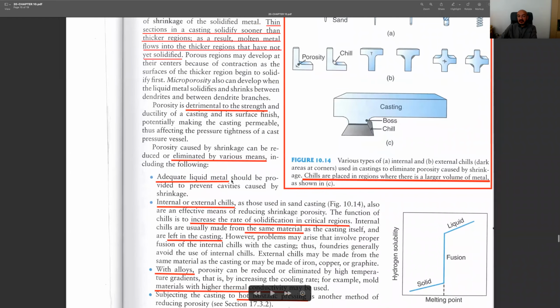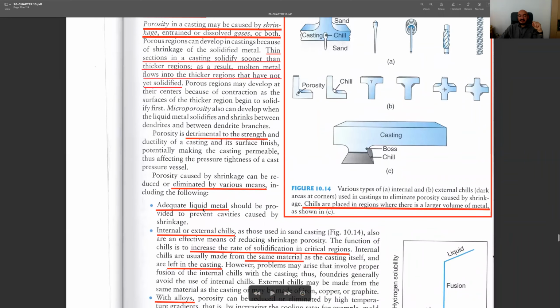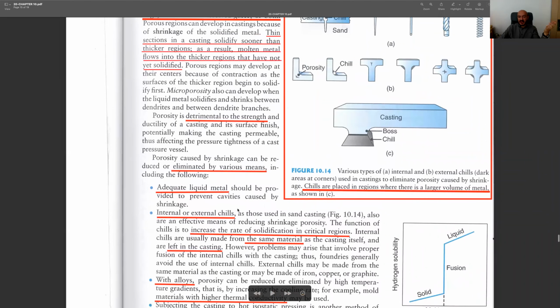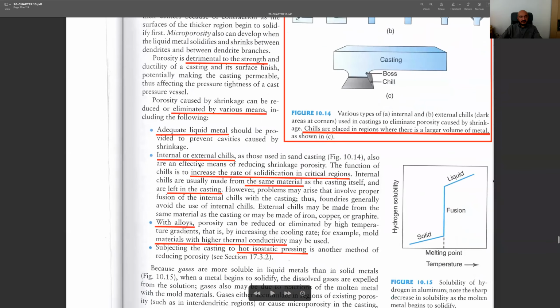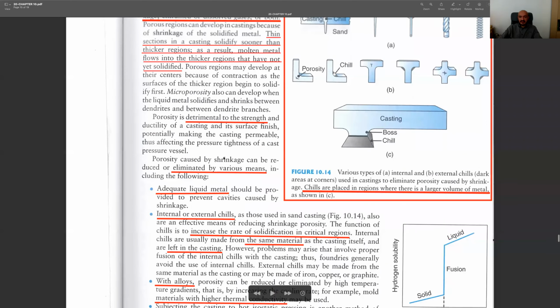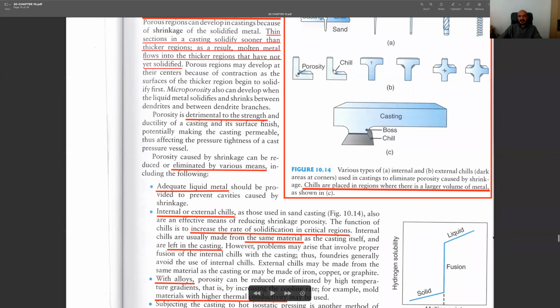Another way to eliminate these porous regions is to use some extra material, and you can simply do it by using a reservoir of liquid metal. If you have it in your design, in your mold, then probably these porous regions will be eliminated. And as I show you, we may be using some internal and external chills. So these are examples of external chill, this one, but we may furthermore use some internal chills.